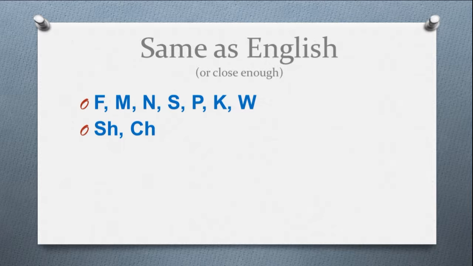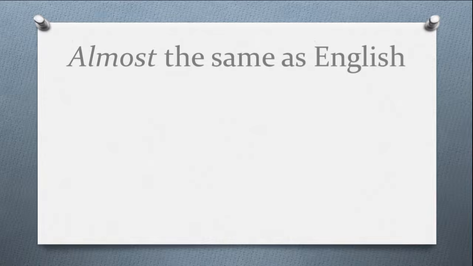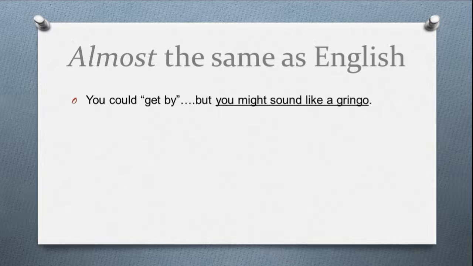Also, SH and CH make the same sound as English, or close enough. And B and V and X, if you pronounce those the same way in Spanish as you do in English, you'll get by just fine. It won't really matter. There are some little differences that are worth learning about eventually, but not if you're a beginner or intermediate speaker. Now, what about those letters that are almost the same as English, but have some important differences that you should probably know? Otherwise, you might sound like a gringo.